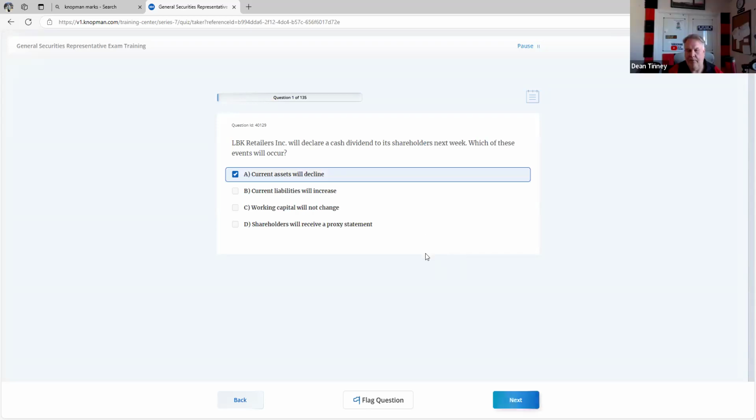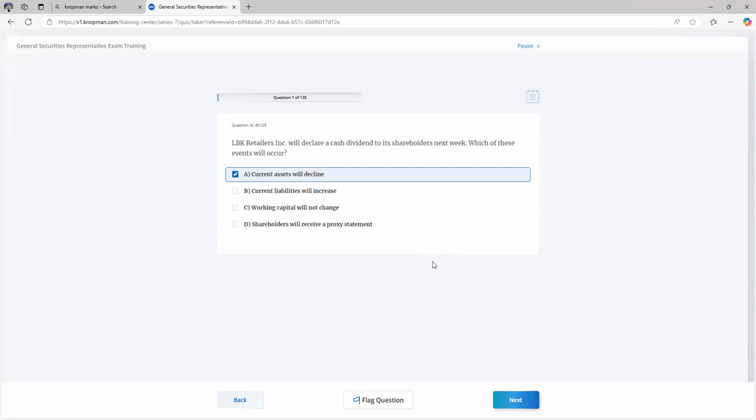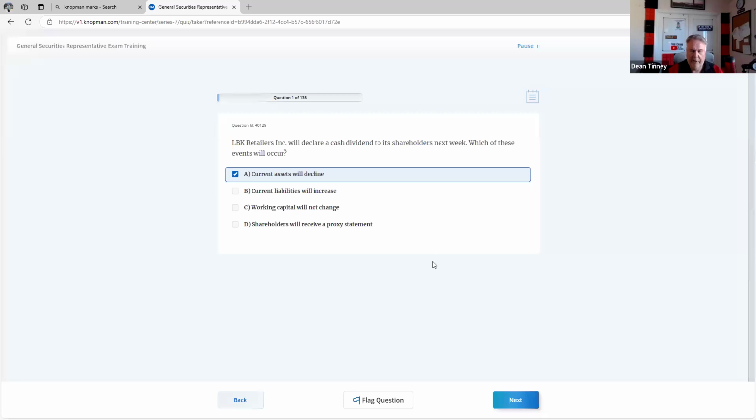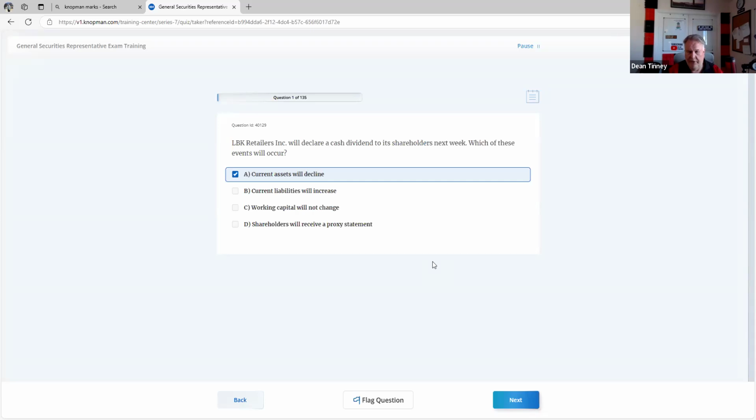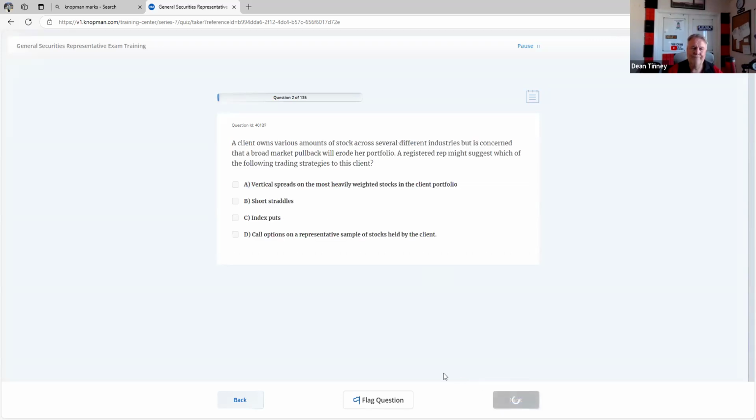You missed it because remember, current liability. A declared dividend becomes a current liability. So it's B, then: current liabilities increase, and working capital would decrease. You don't have a choice that says working capital decreases. The biggest takeaway is declared dividends: once they declare this dividend, it becomes a current liability, and therefore current liabilities will increase and working capital will decrease.